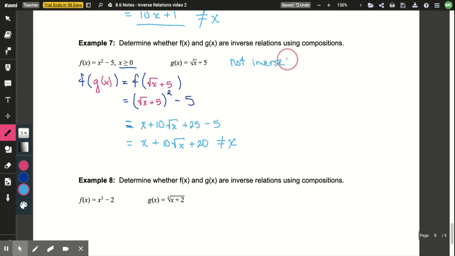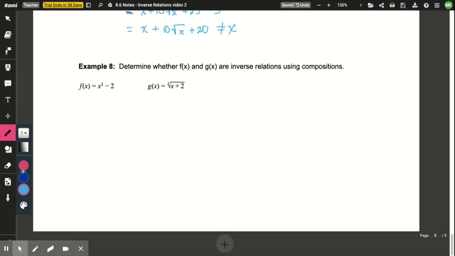And once again, I don't have to try the other composition, the g of f of x, because I was able to determine with the first composition that it did not meet that criteria. So they are not inverses of one another. So we'll try a third one.